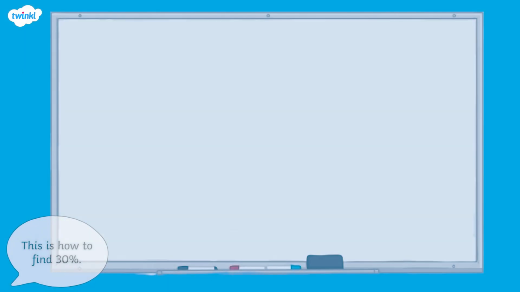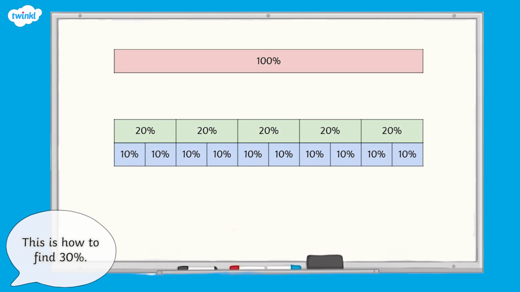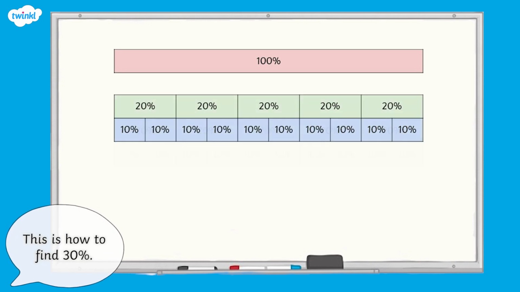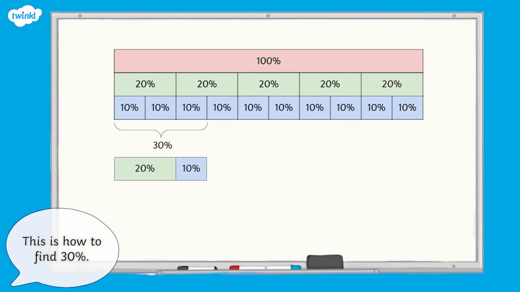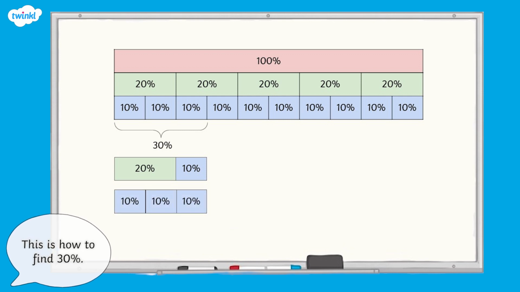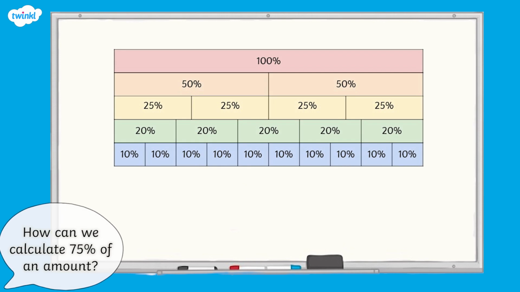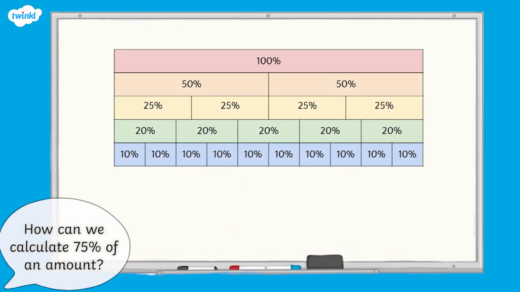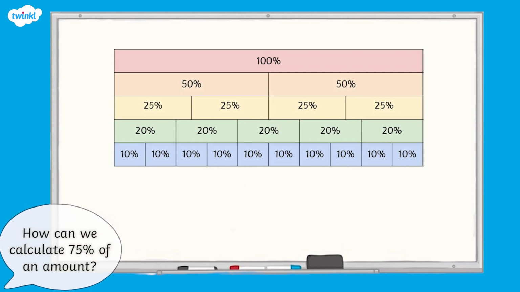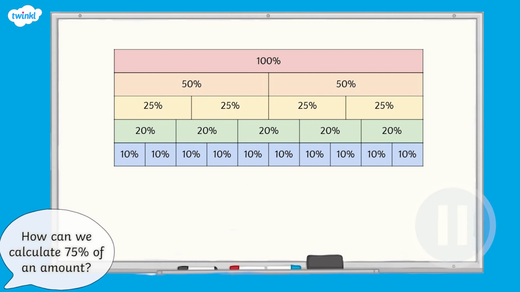Now we're going to look at how we can use these facts to calculate other percentages. For example, to find 30%, we could add 20% and 10% together, or we could find 10% and multiply it by 3. How could we calculate 75% of an amount using the percentages in this image? Pause here and come up with 3 different ways.